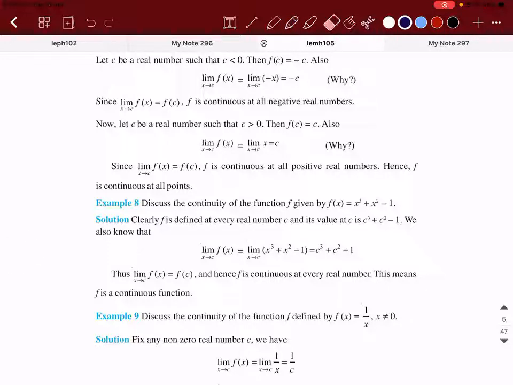It's simple, right? So what will you get? C cube plus C square minus 1. That is the limit value and the function value also. Hence, it is continuous. Generally, polynomial functions are continuous.